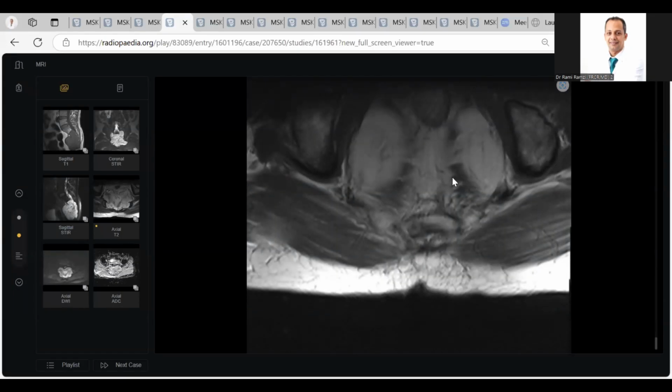The other is chondrosarcoma, but usually this is not in the midline. What else? Sacrococcygeal teratoma, but in this age group it is least likely. What else? Metastases can be one possibility in this patient.